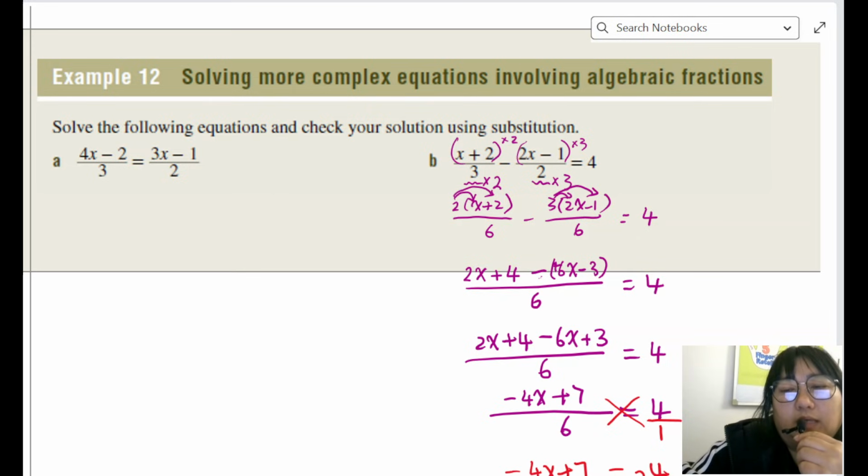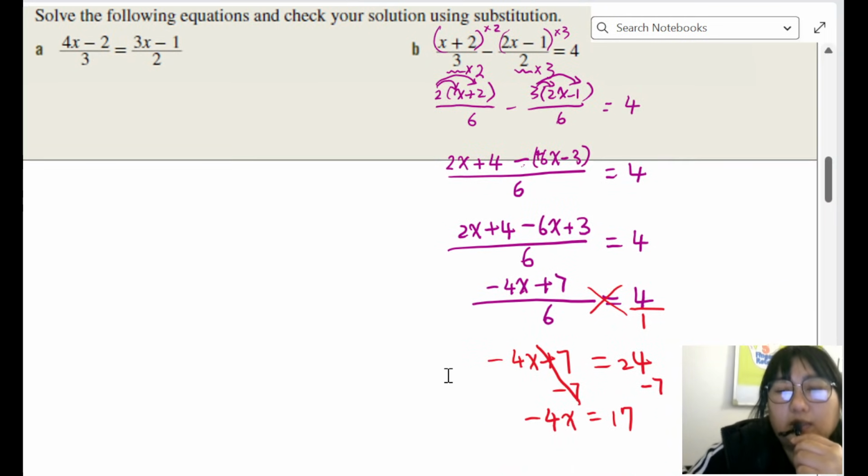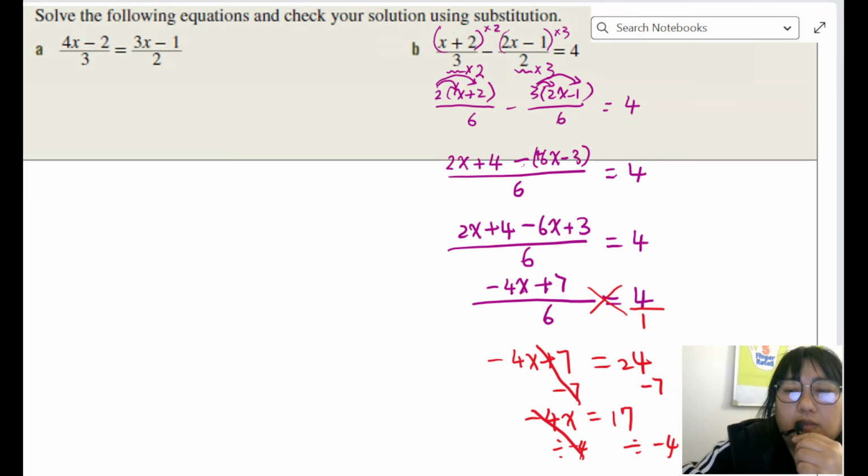And then on both sides I use inverse operation. Take 7, so this one is gone. So negative 4x equals 24 take 7, that is 17. And then I just divide by negative 4 on both sides. So use inverse operation on negative 4, sorry, so divide by negative 4. And this negative 4 will be gone. So x equals negative 17 over 4. So that will be the answer.